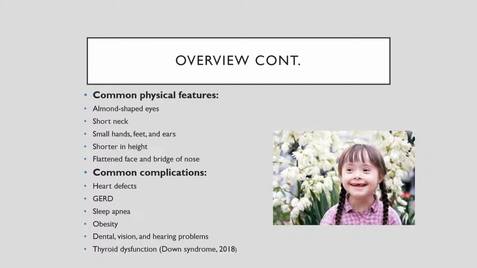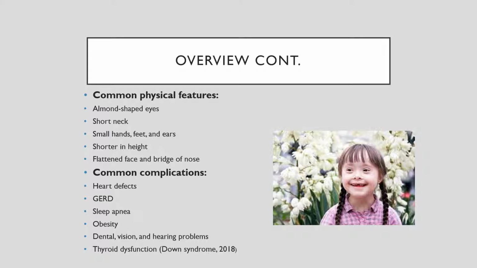There are a few physical features that we usually associate with Down syndrome. A few of them are almond-shaped eyes, a shorter neck, smaller hands, feet, and ears, short stature, and a flattened face and a flatter bridge of the nose. Some other ones are displacement of the tongue. Patients with Down syndrome usually have a smaller mouth, so that can sometimes cause their tongue to protrude from their mouth. They also have decreased muscle tone. They can have immune deficiency, which causes them to have an increased risk for infection. Usually they're more overweight. They usually have thicker skin on their palms and soles, and they usually have a lot of vision problems. So those are a few things that the nurse can identify when assessing a patient.